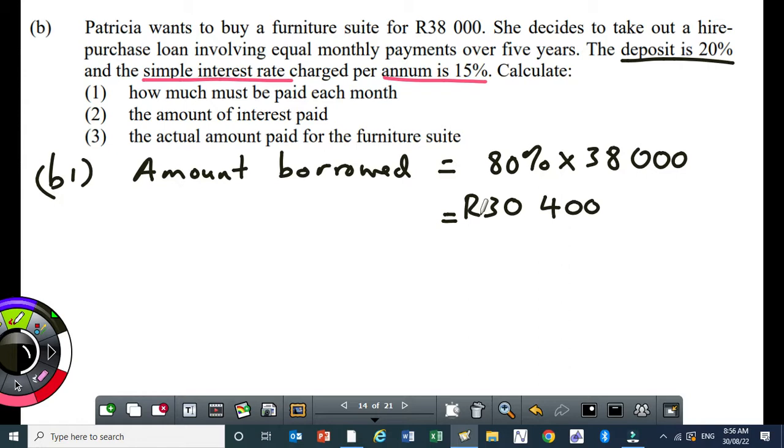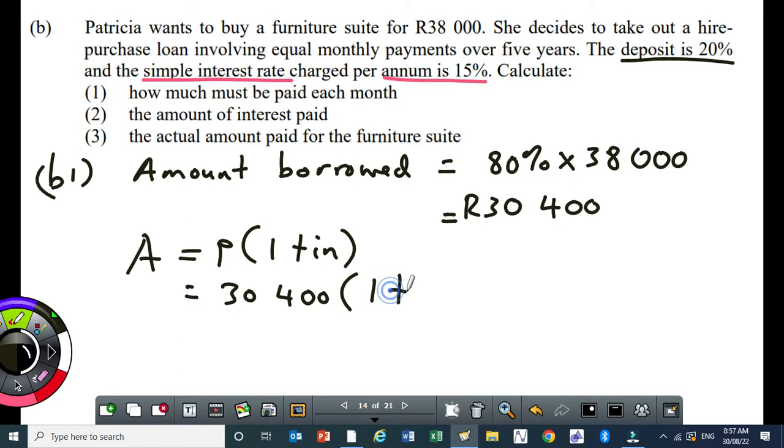Okay, so this person borrowed 30,400. Now, this 30,400 is the P. So when we use the simple interest formula, that 30,400 is now the what? The P. That's the amount that the person borrowed from the bank. So this will be equal to 30,400 times 1 plus, now your interest is 15%, as a decimal that's 0.15, times n, in this case 5 years. So what's the total amount that the person has to pay?